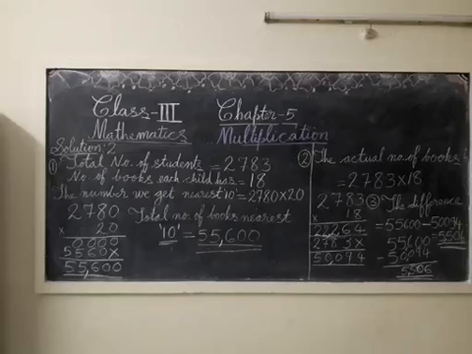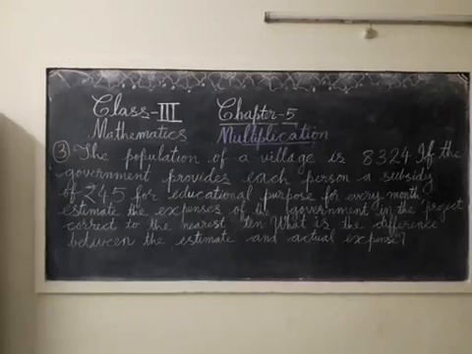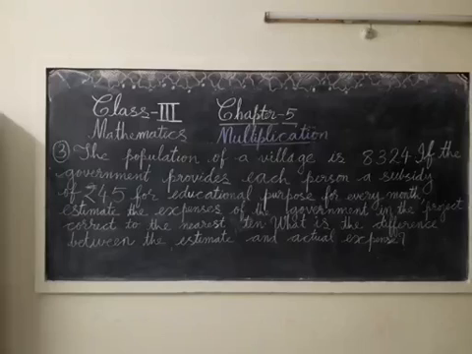So first we have to make it nearest to 10 and multiply. Then we have to multiply with only the actual number. Then we have to find the difference between the nearest to 10 result and the actual number. Then the final answer we have got is 5,506. Here is our last question of chapter 5, question number 3.